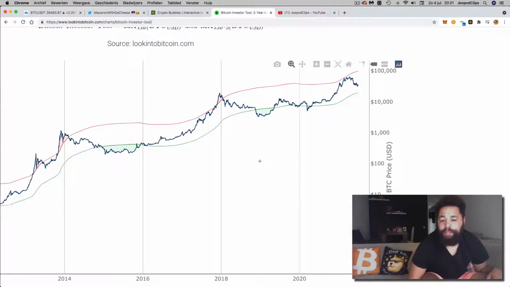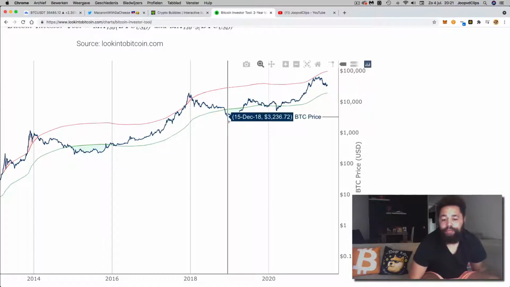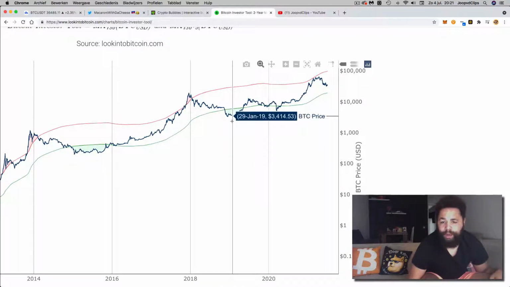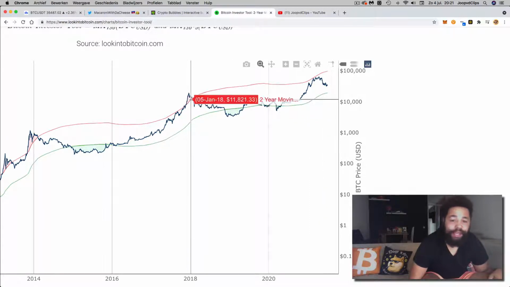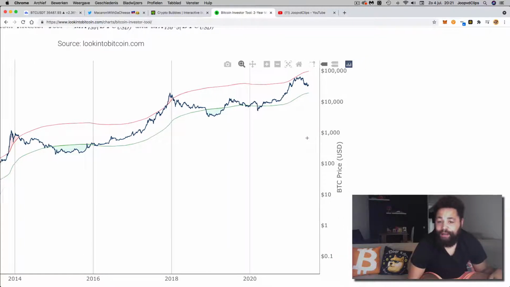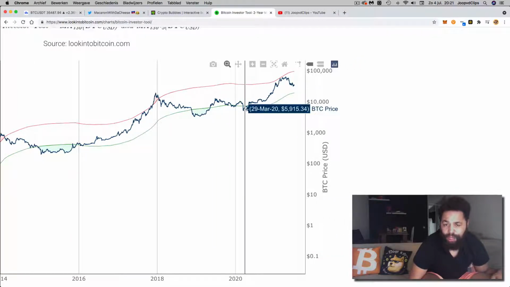Now let's go all the way to the year 2019. On 7 February 2019, the price was $3,390, and the last all-time high was on 1st January 2018, at $11,000. And now let's get here. The last good price that we got for Bitcoin was $5,915. It was 29 March 2020.